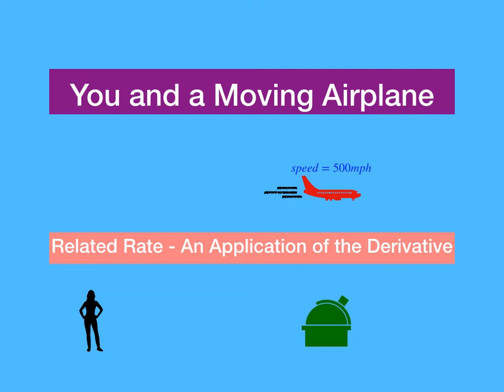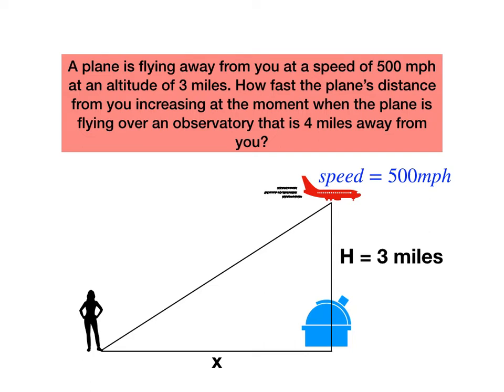You and a moving airplane. This is a related rate problem, which is an application of the derivative. Let's say you are staying on the ground and you're looking at an airplane that is moving away from you at the speed of 500 miles per hour at an altitude of 3 miles.